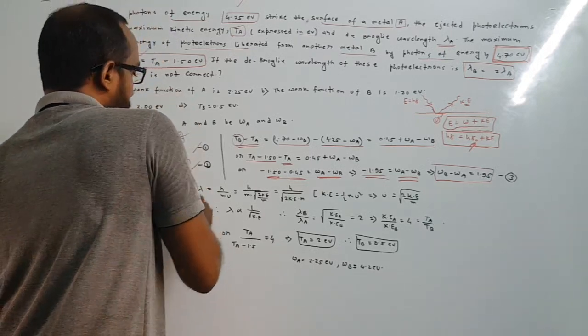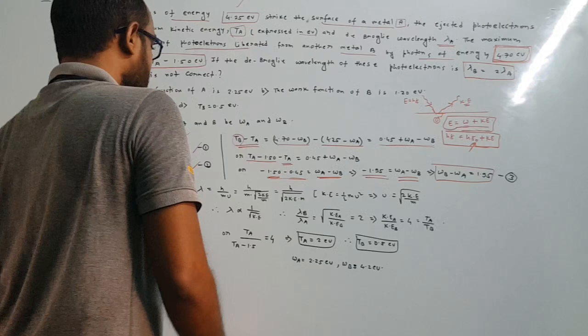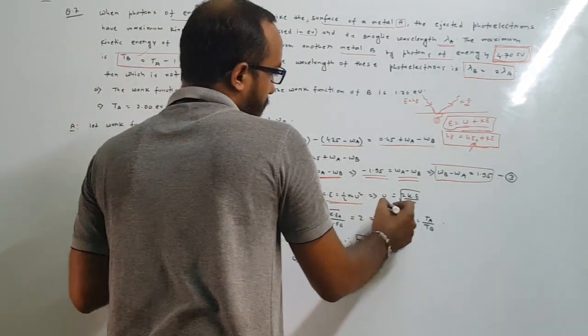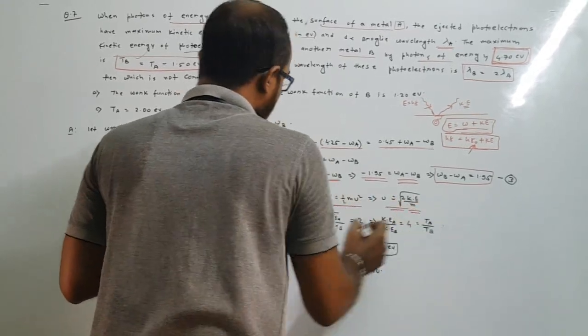Now see, the de Broglie wavelength, we know lambda equals h by mv. Here we have written mu, the same thing. Now we know that kinetic energy is half m u square, so u would be root under 2KE by m, root under 2KE by m.